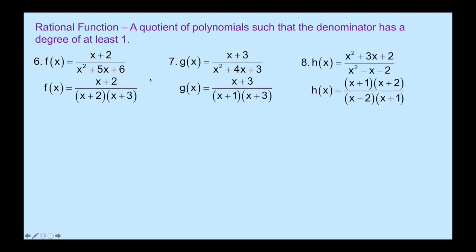In number 6, factoring just the denominator gave me x plus 2 times x plus 3. In number 7, I can only factor the denominator to x plus 1 and x plus 3. And in number 8, I can factor both the numerator and denominator, and you can see those factors here.